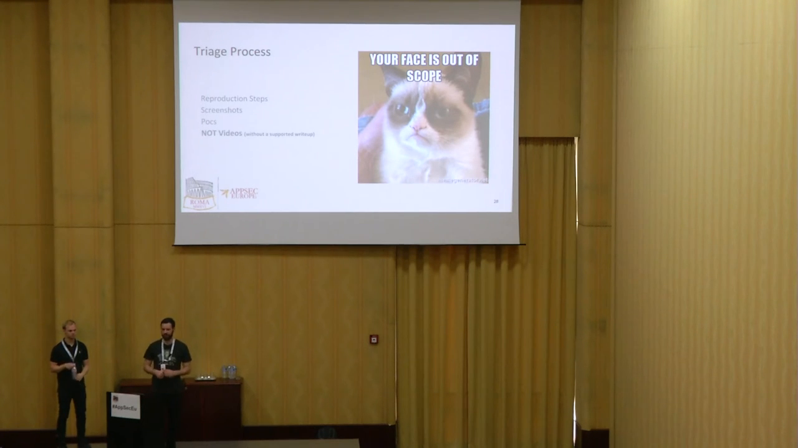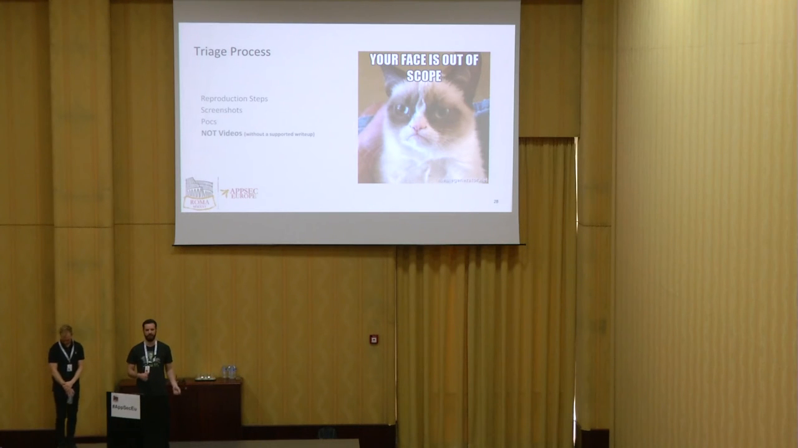So reproduction steps are really, really important. You want to know where in the application and how you can find that vulnerability, what the researcher did to find it, so that you can quickly reproduce it on your end, make sure it's valid, and then move forward with it. Screenshots, if the submission has screenshots, definitely help a lot.